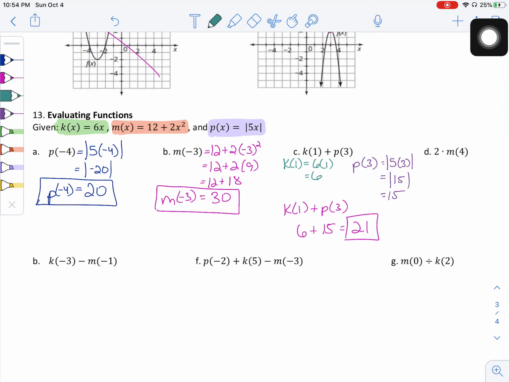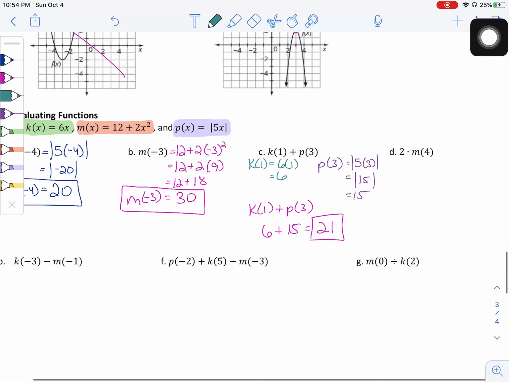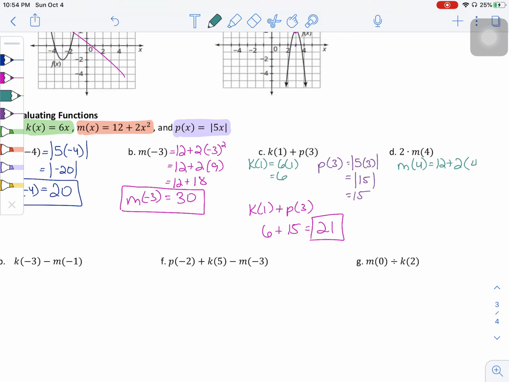All right, part D, let me slide over just a little bit so I have some space here. So part D, I'm going to figure out the m of 4 function first. So this is 12 plus 2 times 4 squared. Order of operations, I have to do my power first. So 2 times 16 is 32, and then 12 plus 32 would be 44.